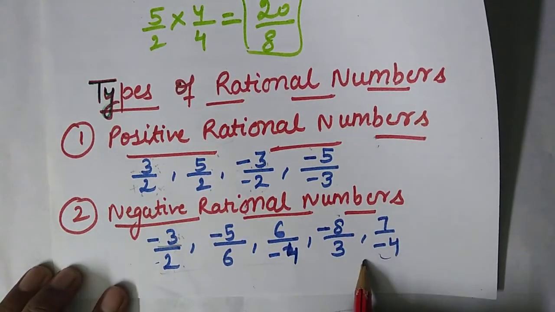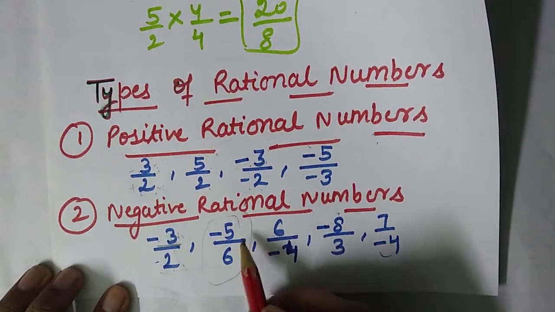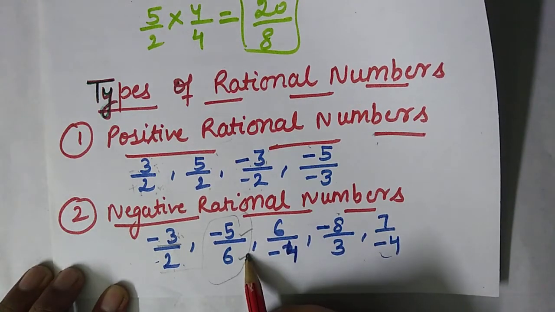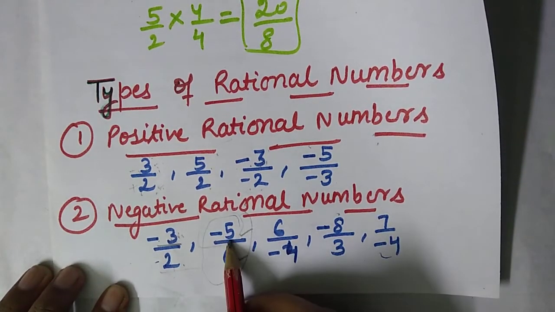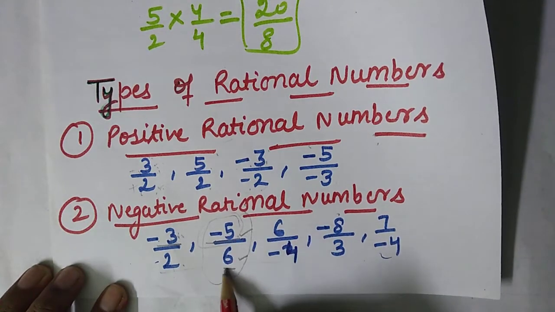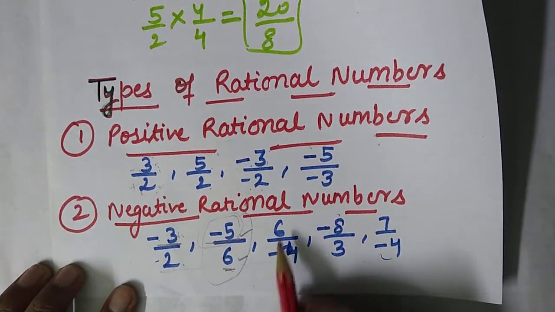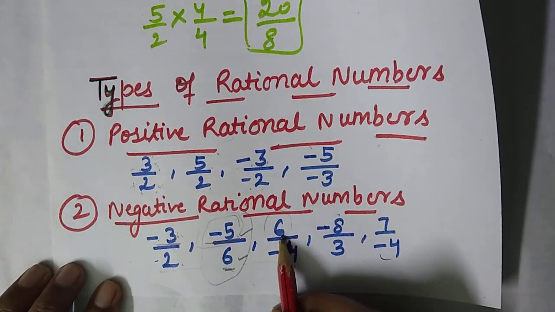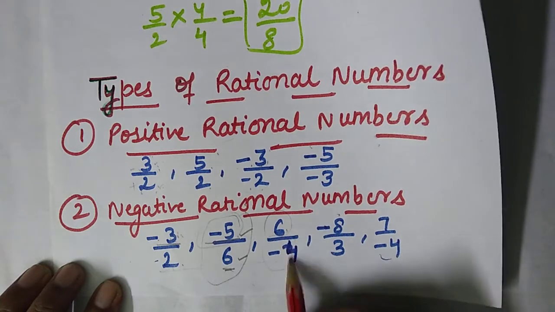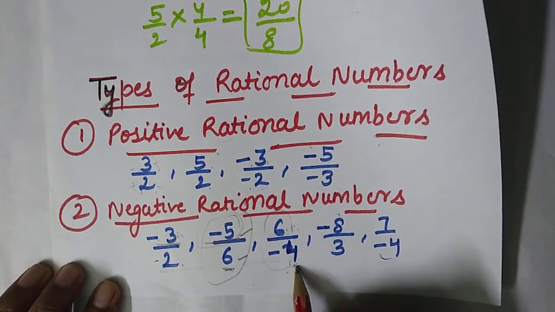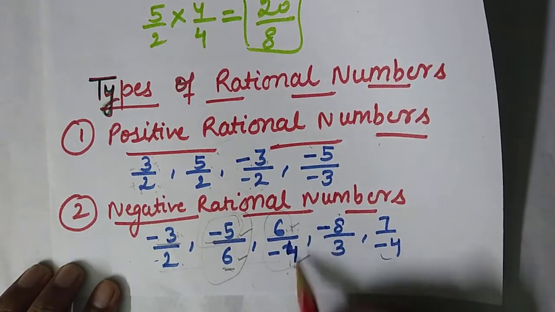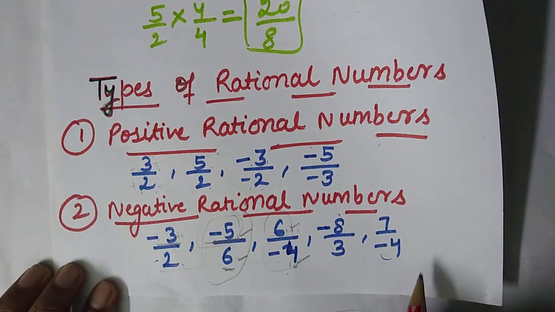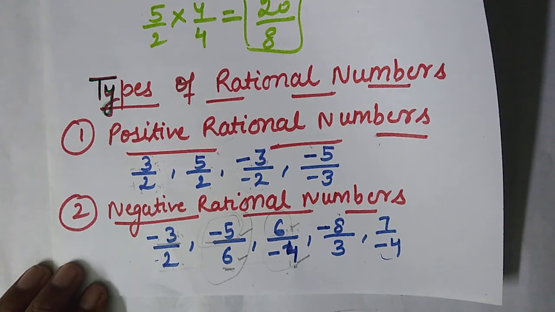These are the examples given. If I am taking this example, minus 5 by 6 is a negative rational number, as the numerator is negative and the denominator is positive. Same here, 6 over minus 4 is also a negative rational number. The numerator is positive and the denominator is negative. So this is a negative rational number, as numerator and denominator have different signs. Okay, so these are the two types of rational numbers, positive rational numbers and negative rational numbers.